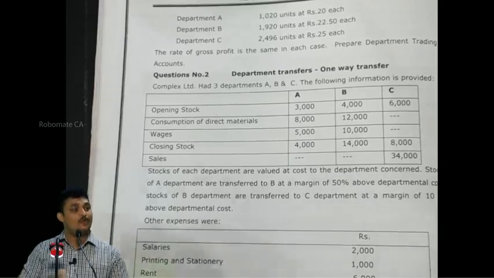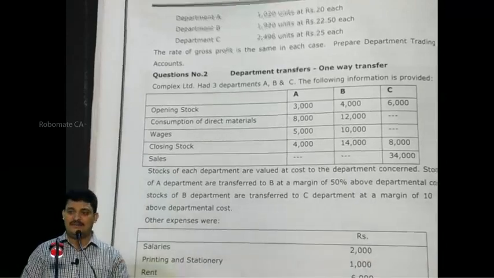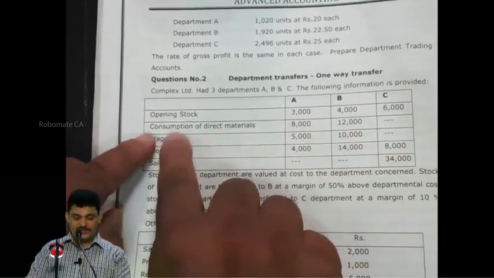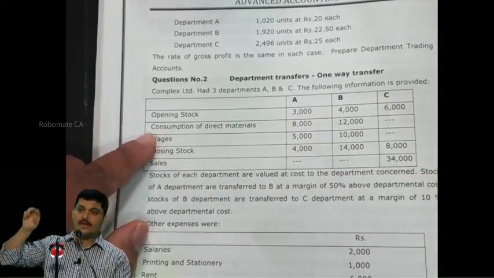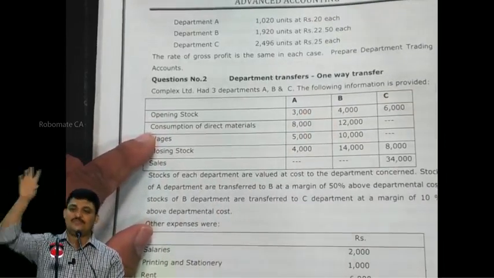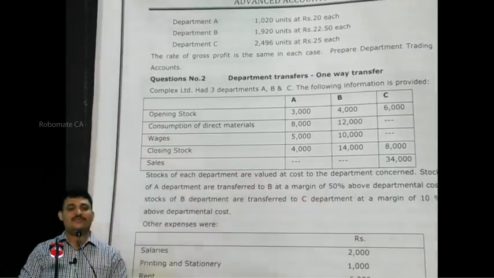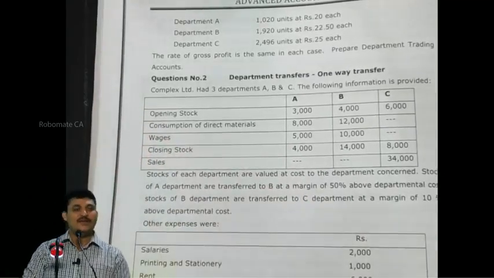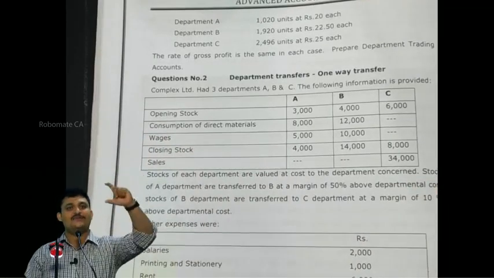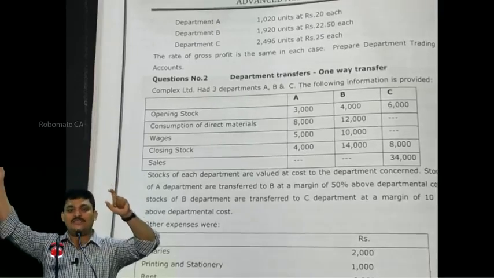So which is nothing but opening stock plus purchase minus closing stock of raw materials. Correct? So this opening stock represents what opening stock? Finished goods. This consumption includes opening stock plus purchases minus closing stock. Correct? This does not include this 3000. 3000 is different, which is purely opening stock of finished goods. Wages, closing stock, sales. Correct? Please respond, friends. It's a processing department. So processing department will have opening stock, then raw material consumed and the labor, you have sales, closing stock.